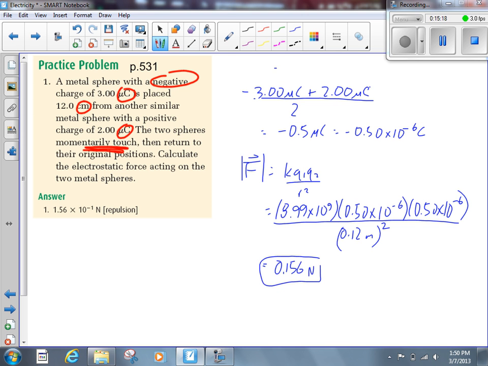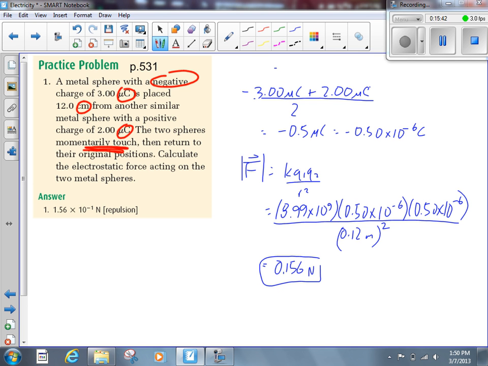It is a force of repulsion. We know that it's a force of repulsion because, what? It was attraction initially, right? We had a positive charge and a negative charge before they touched together. But why is it a force of repulsion after they touch together? They both have the same charge. They both become negative 0.5 microcoulombs.